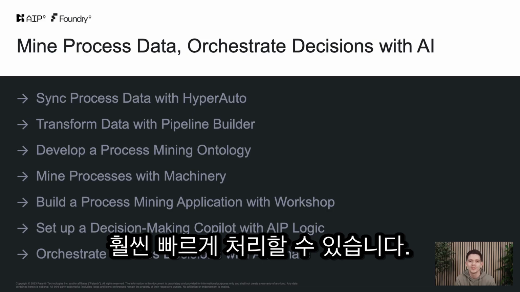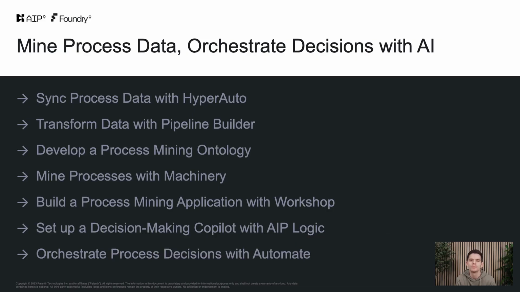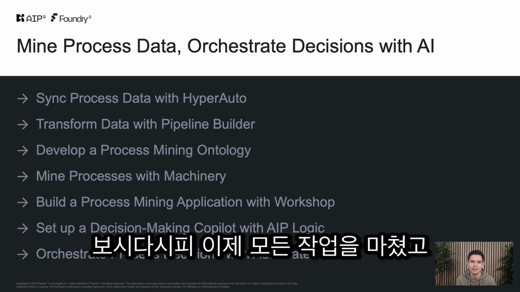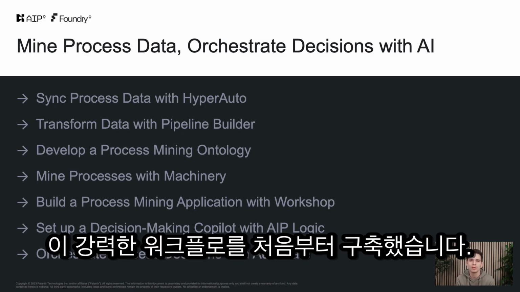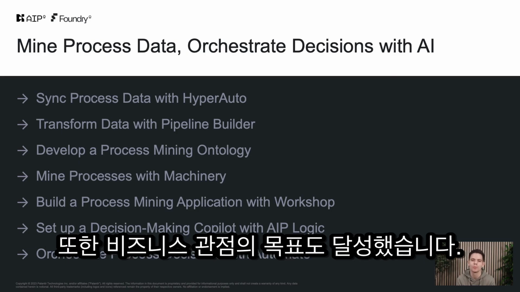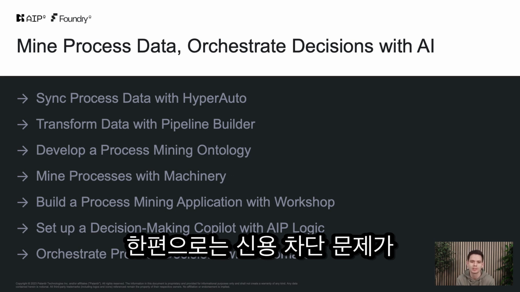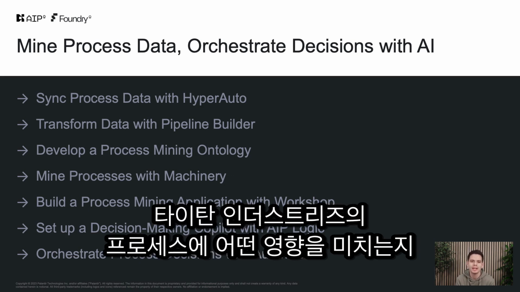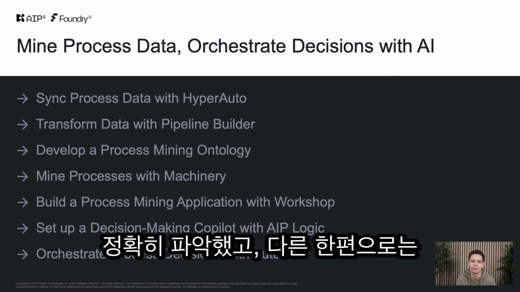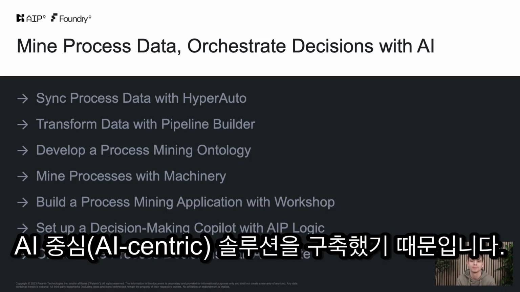So now let's jump back into the agenda for today. As you can see, we're now completely done and have built this powerful workflow from the ground up. We also achieved our goals from the business perspective, as we on one hand know exactly how the credit block problem is affecting Titan Industries' process, and on the other hand have built an AI-centric solution that can help the company deal with this problem much more effectively going forward.